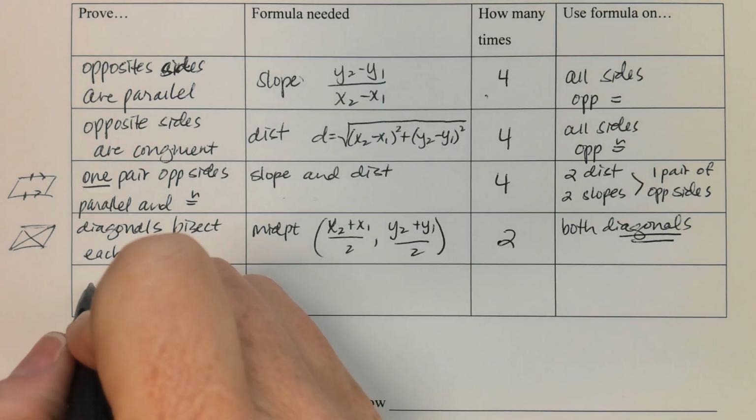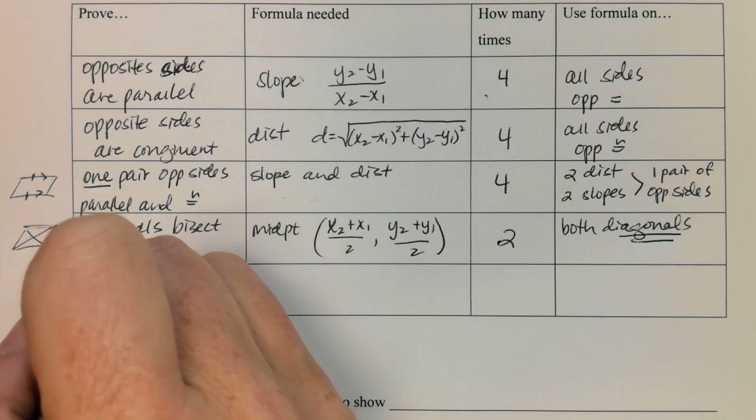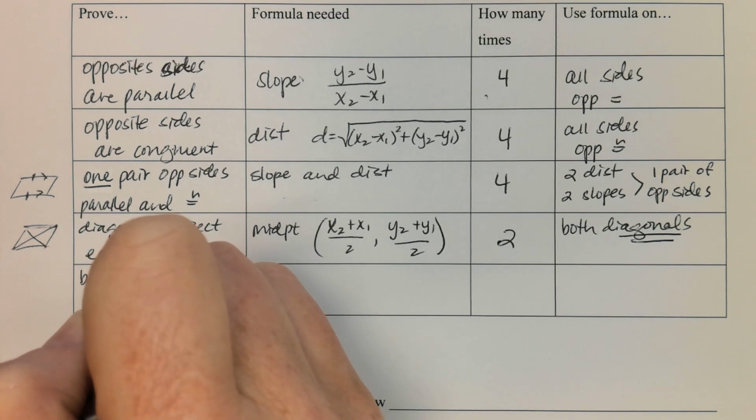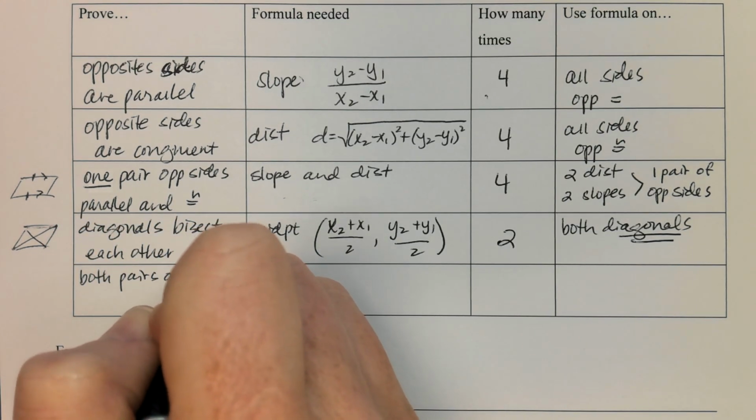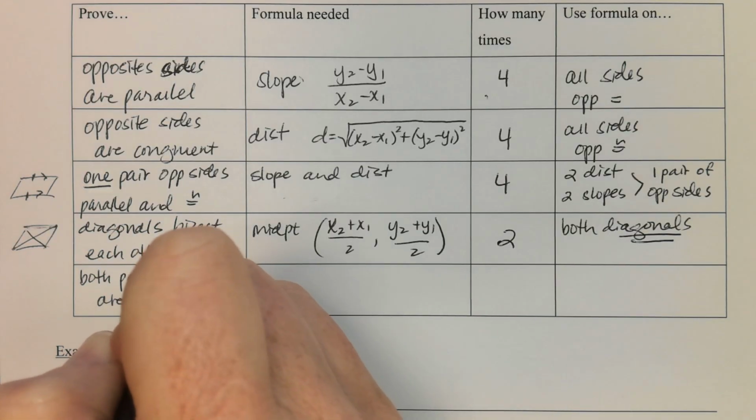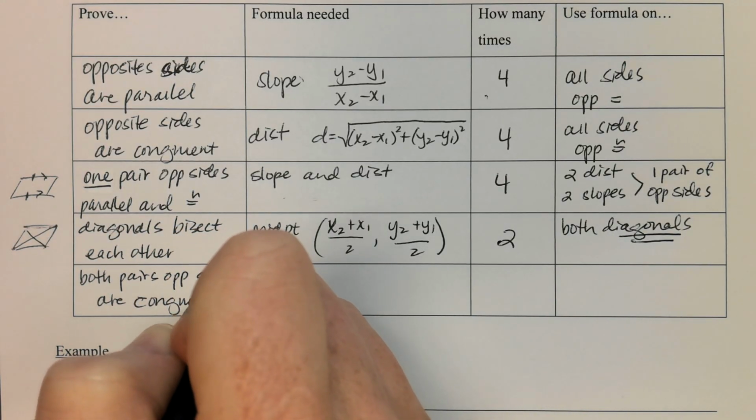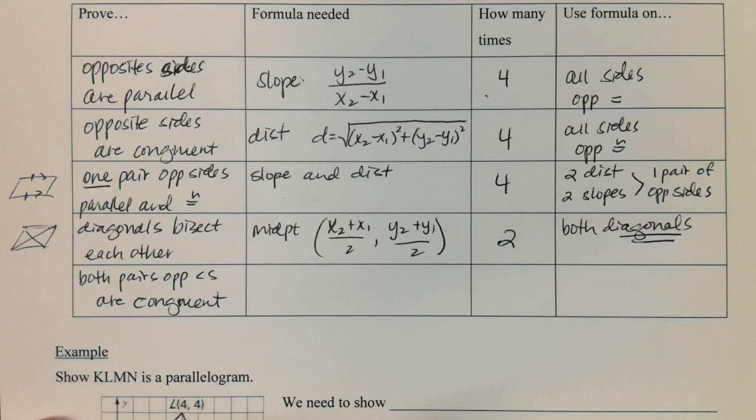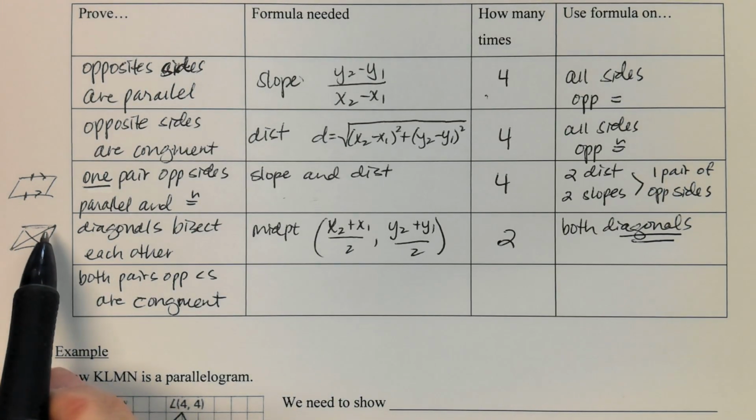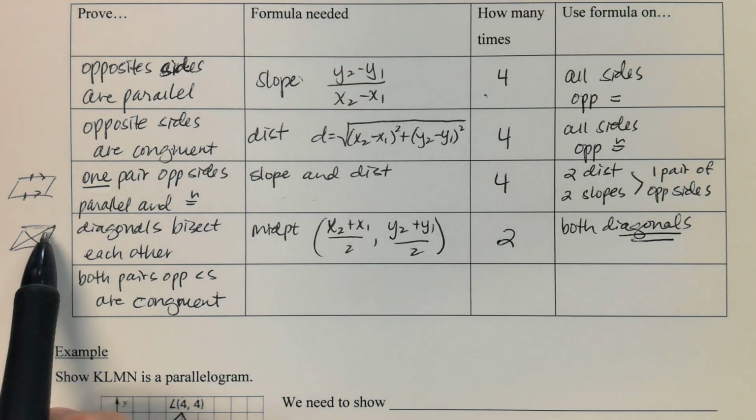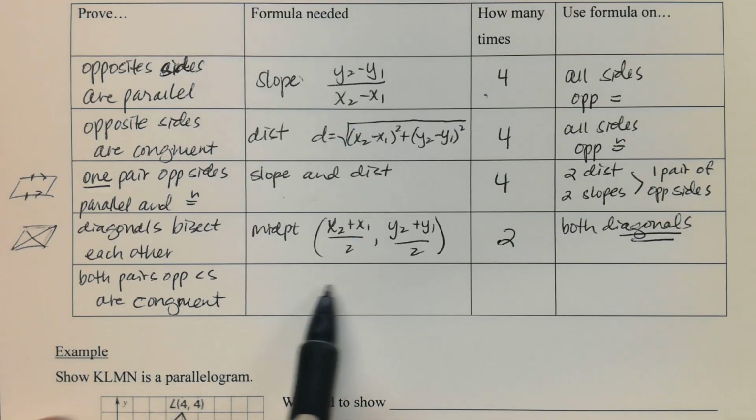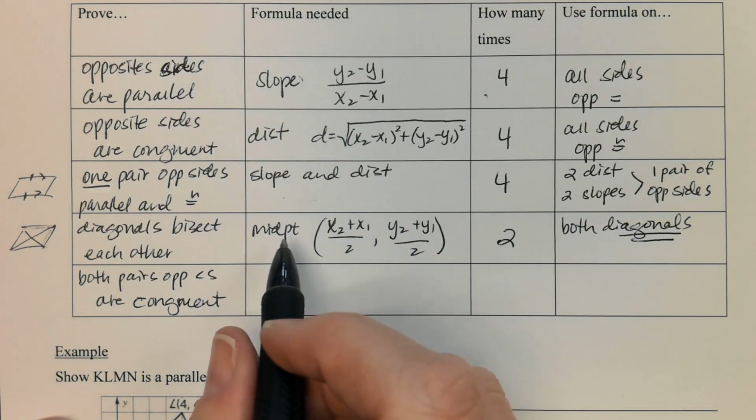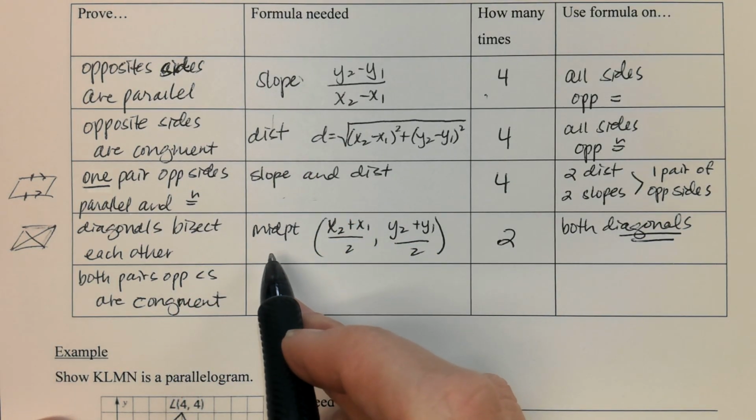The last one is really hard. We don't ever do this one. This is showing that both pairs of opposite angles are congruent. There's not a formula for this. Usually it involves more of a 2-column proof because you have to prove that the angles are congruent. And so you usually end up having to do some supplementary stuff first and then getting to congruent. This one's not really used a whole lot, so you're going to pick one of the other 4.